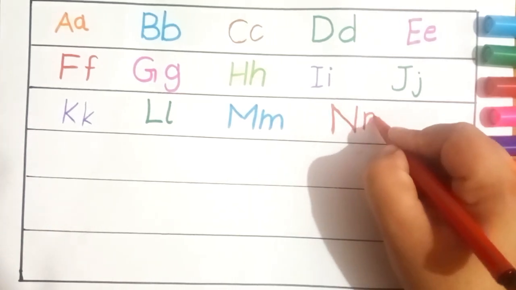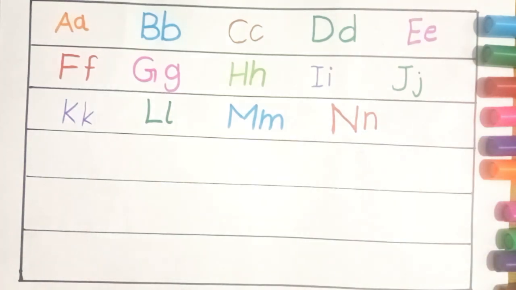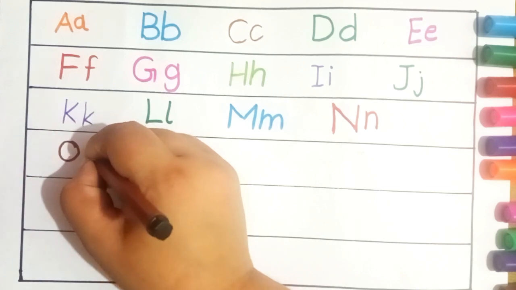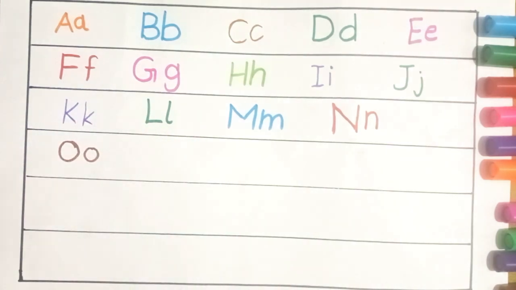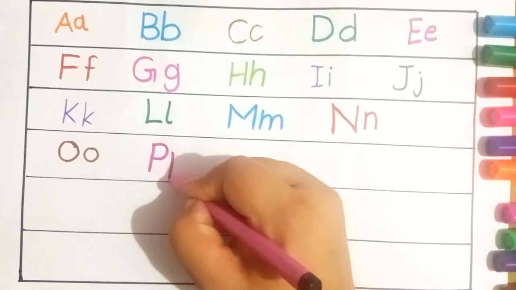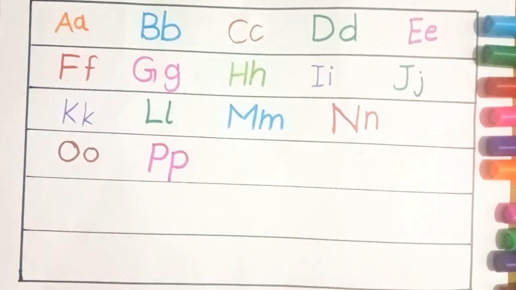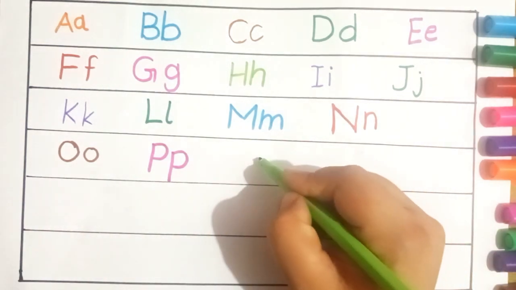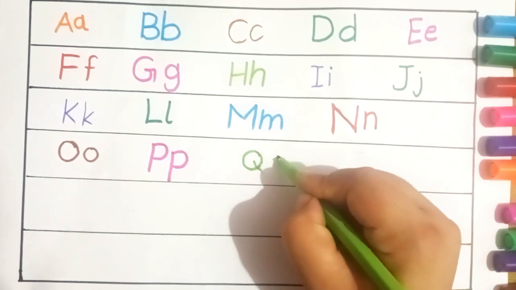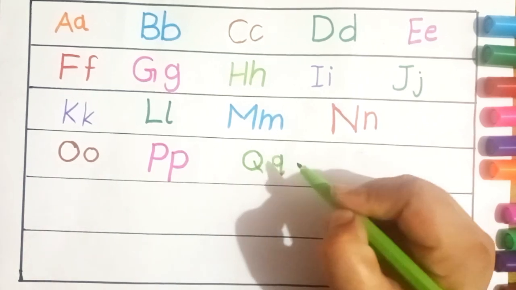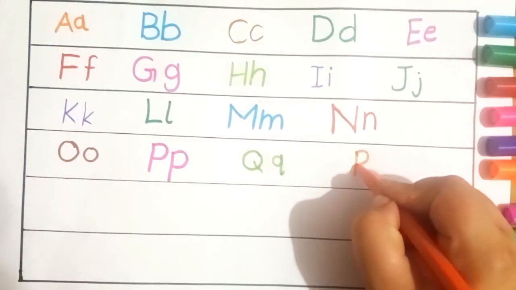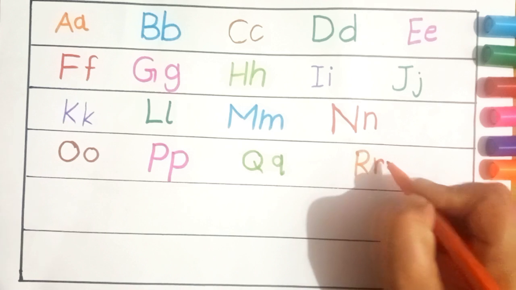N is for nose. N. O is for orange. O. P is for pumpkin. P. Q is for queen. Q. R is for rose. R.